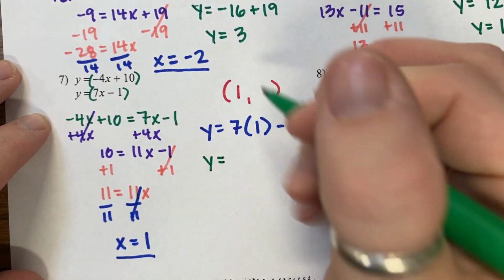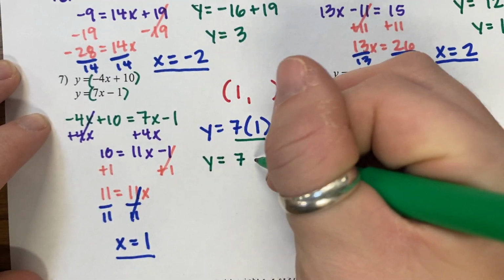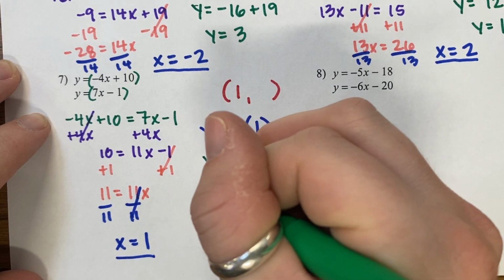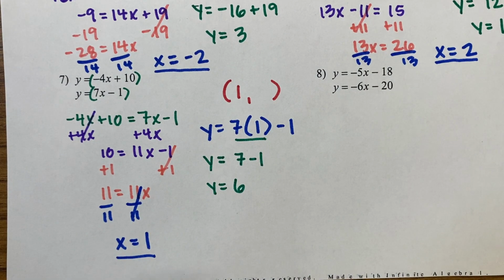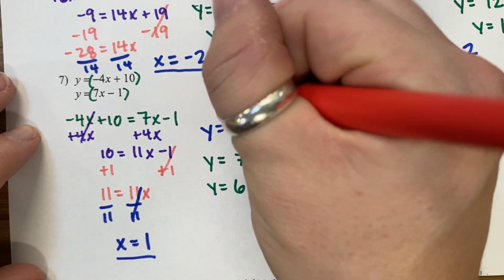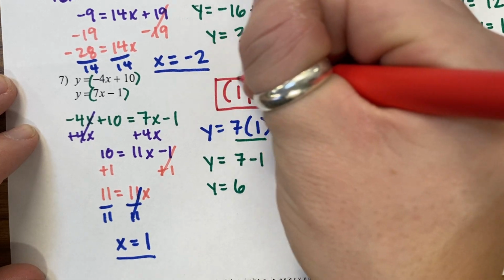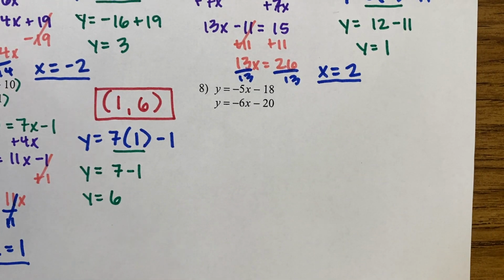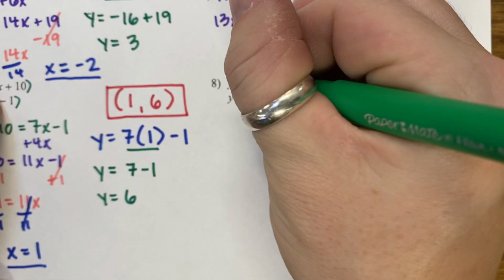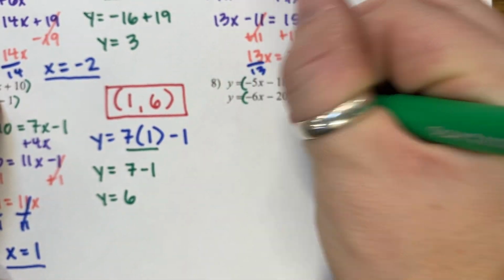Okay, so y equals 7 times 1 is 7. 7 minus 1 is 6. So we know that the y part of our coordinate point is positive 6. Perfect. One more example. They're both set equal to y, which means they equal each other.